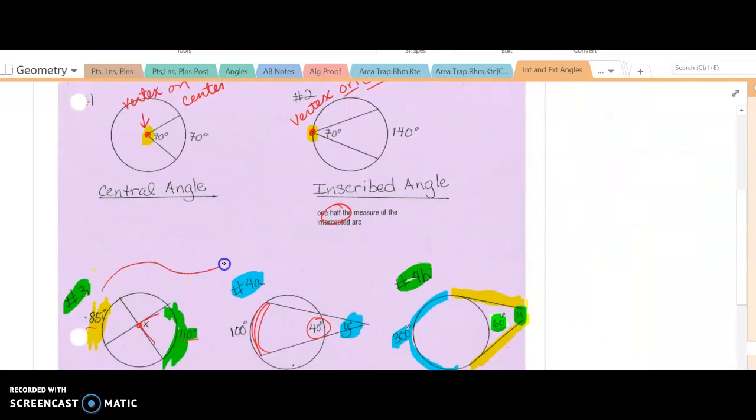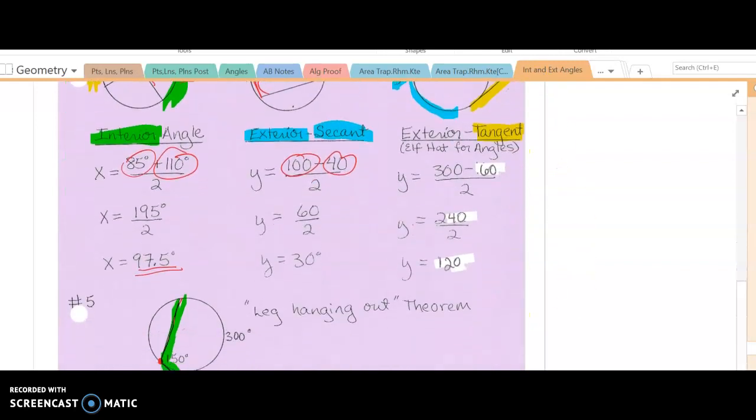So let's maybe add that to our strategy sheet. Whoops, I got a little extra there. Okay, vertex inside somewhere. These are vertex of the angle is outside. And this one down here.